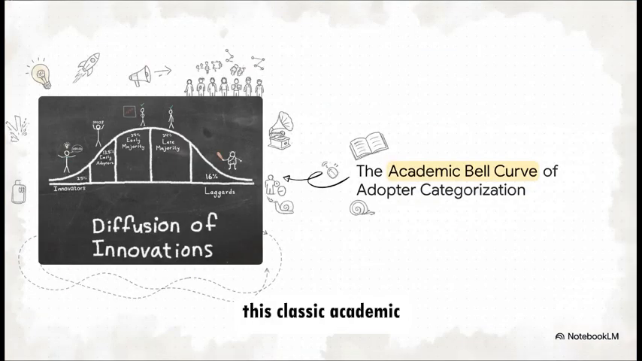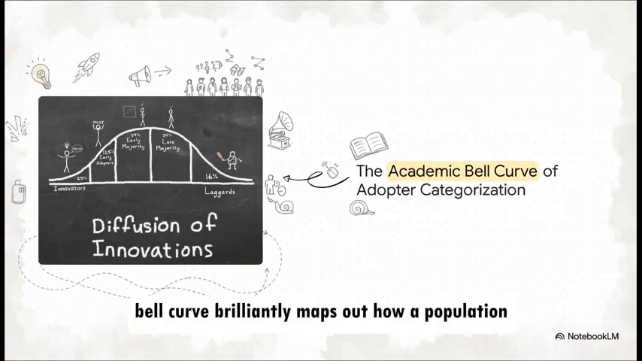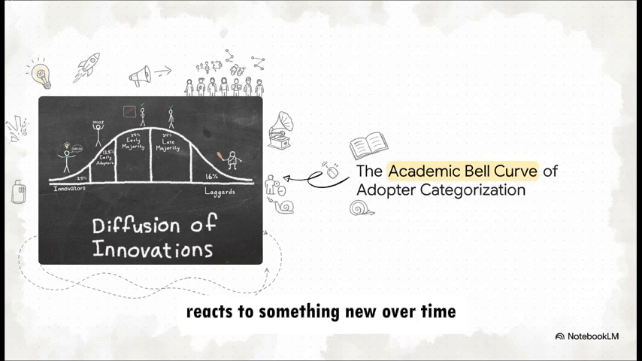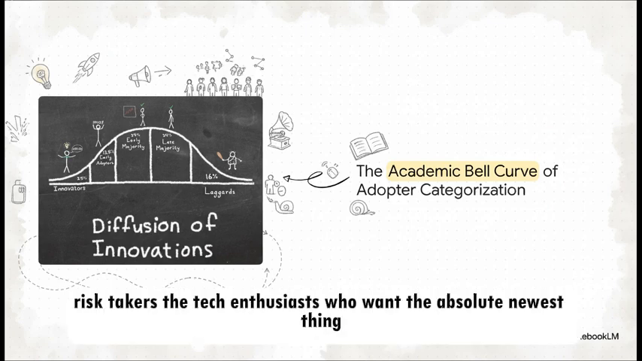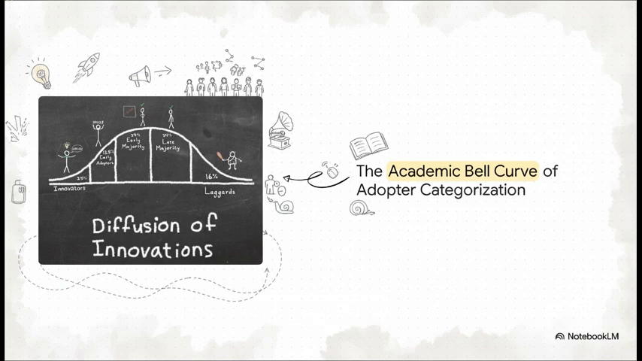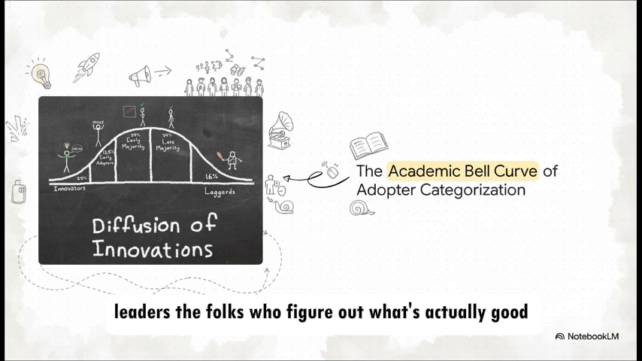This classic academic bell curve brilliantly maps out how a population reacts to something new over time. Let's break it down. Starting way over on the far left, you've got this tiny group, just 2.5%, called the innovators. These are the ultimate risk takers, the tech enthusiasts who want the absolute newest thing, glitches and all. Next up are the early adopters, 13.5%. These are usually our opinion leaders, the folks who figure out what's actually good.